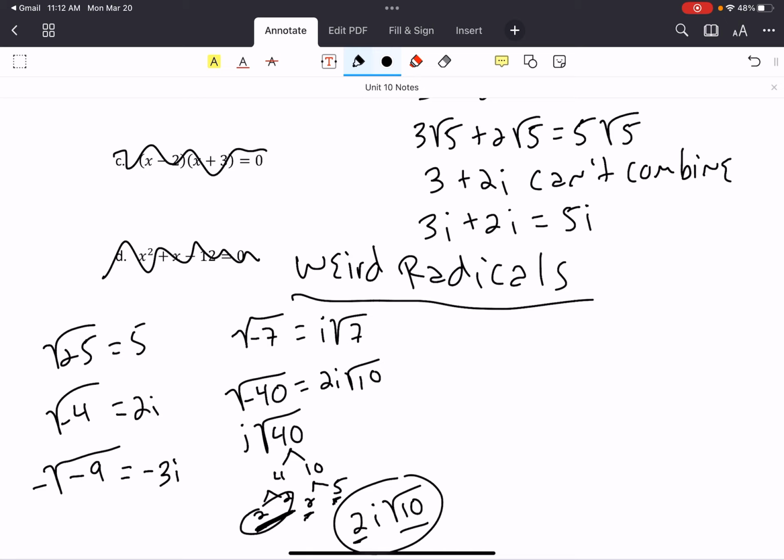I want you to try one of these on your own, and then I'll walk around, and if you get it right and I feel good about it, then we'll move on to the lesson. I'm going to give you one more of these to try on your own. Let's do negative square root of negative 50. Take a second and try that on your own. If you're watching the video, I'm just going to write it out real quick, and then we'll move on to the lesson.